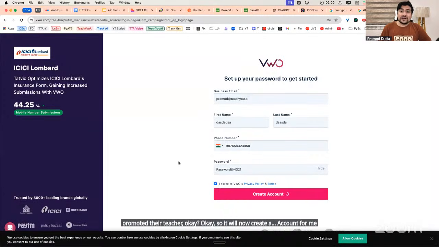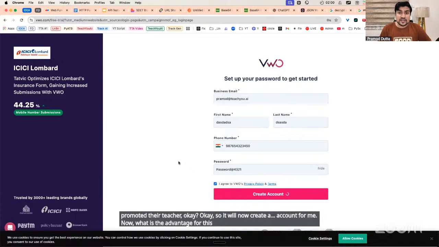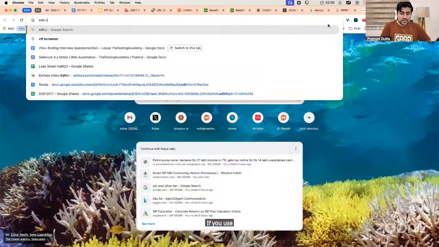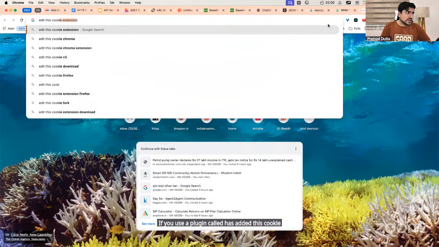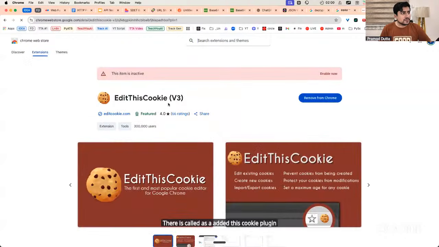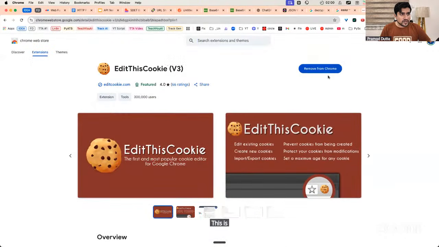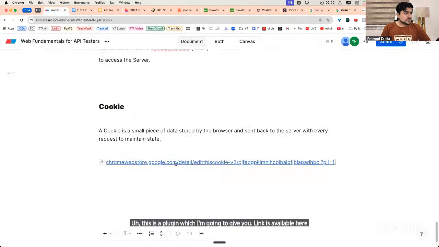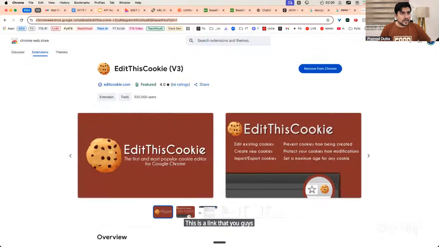Now, what is the advantage of this, everyone? You will see something magical. If you use a plugin called Edit This Cookie, okay, let's add the plugin. This is a plugin that you can enable and download. I am going to give you the link, which is available here. This is the link that you guys want.